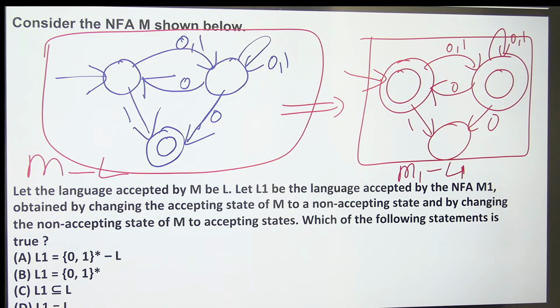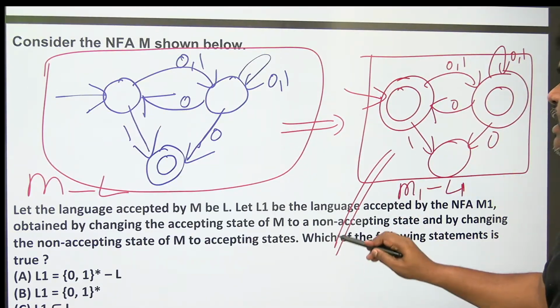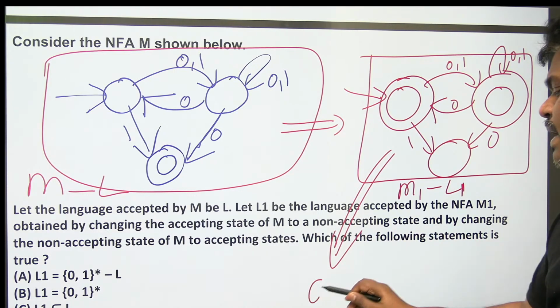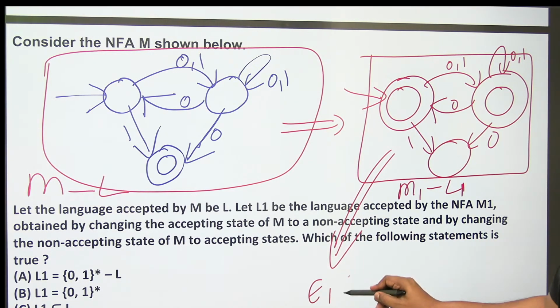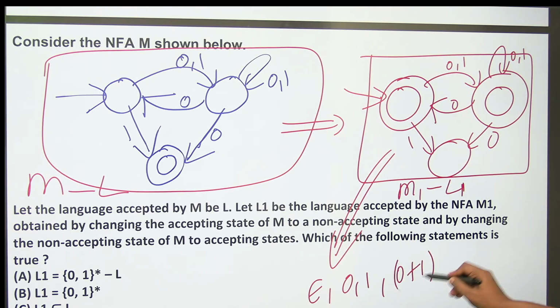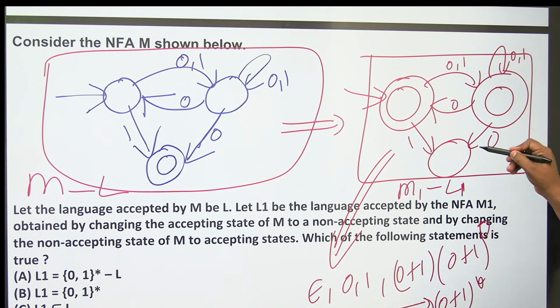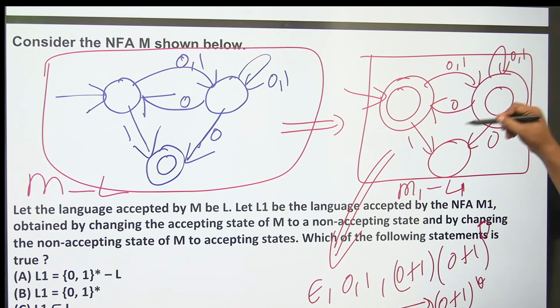Now he is asking which of the following statements is true. If you observe clearly in this diagram, epsilon accepted, 0 accepted, 1 accepted, right? 0, 1 followed by anything accepted, 0 or 1 followed by anything accepted. In my opinion, the answer is (0+1)*. L1 is accepting everything.